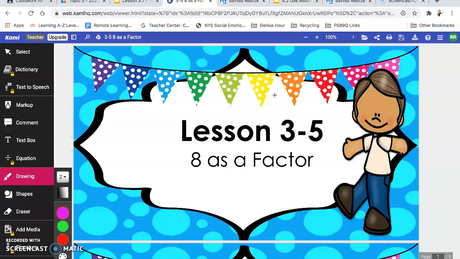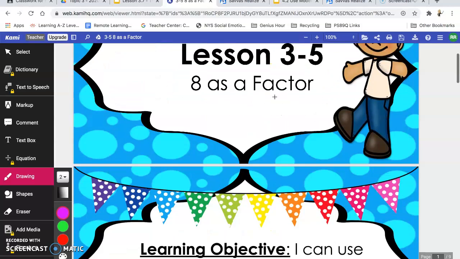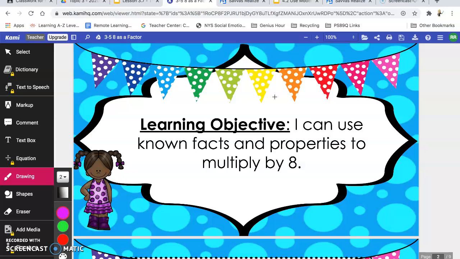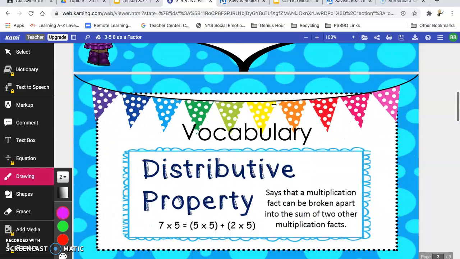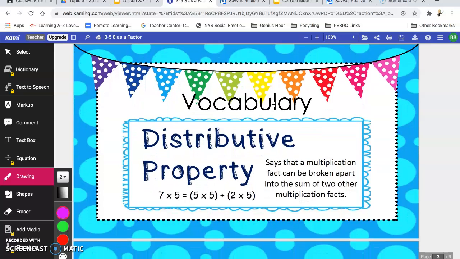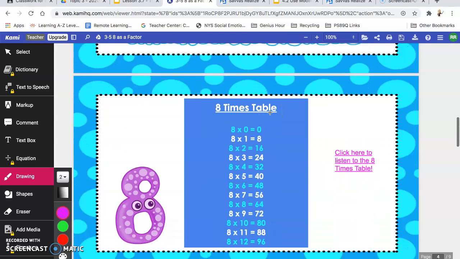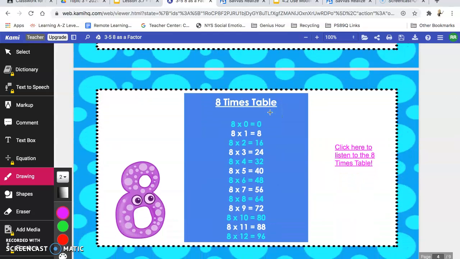Boys and girls, we're going to be learning the factor 8. Our learning objective is so we can learn our facts of multiplying by 8. Remember, the distributive property that we've been learning is when we break apart factors to make multiplication problems easier. So, here are our times tables.